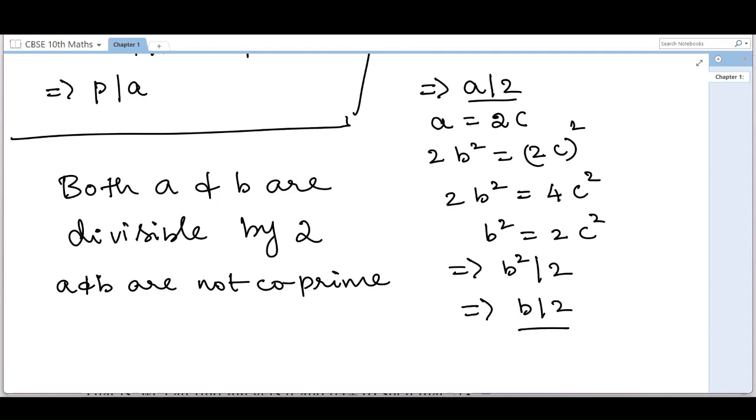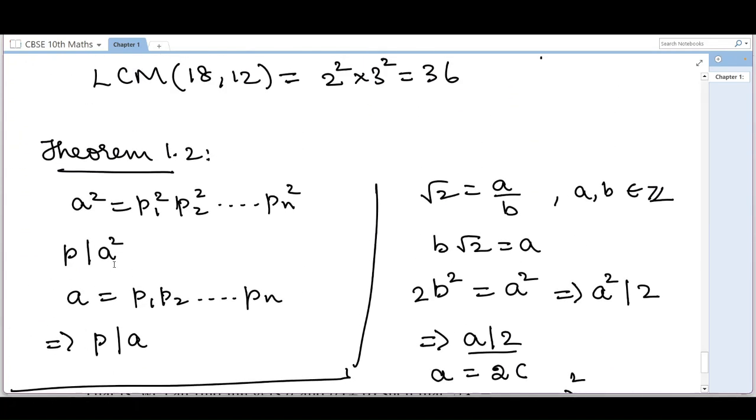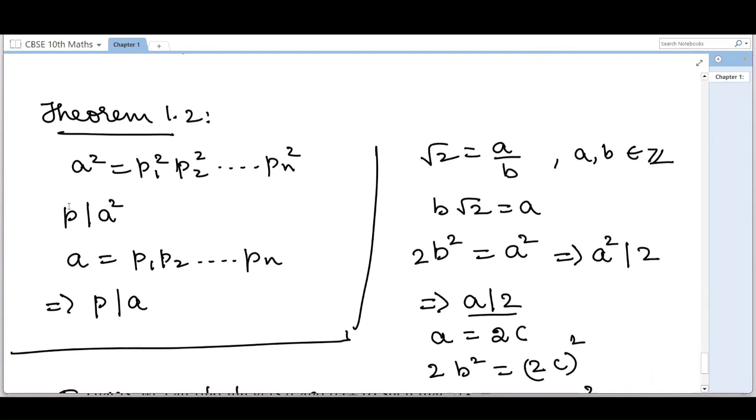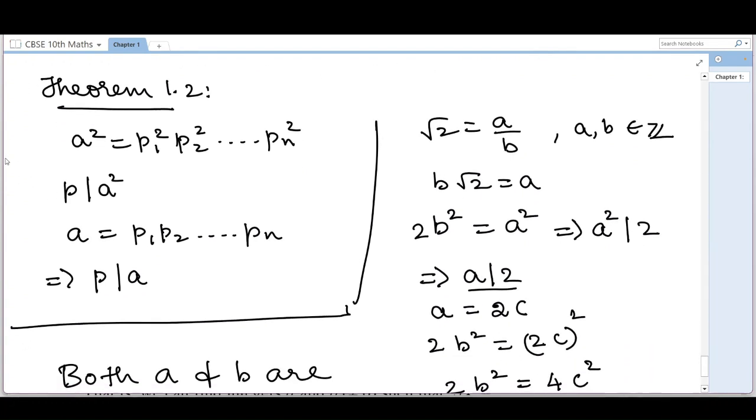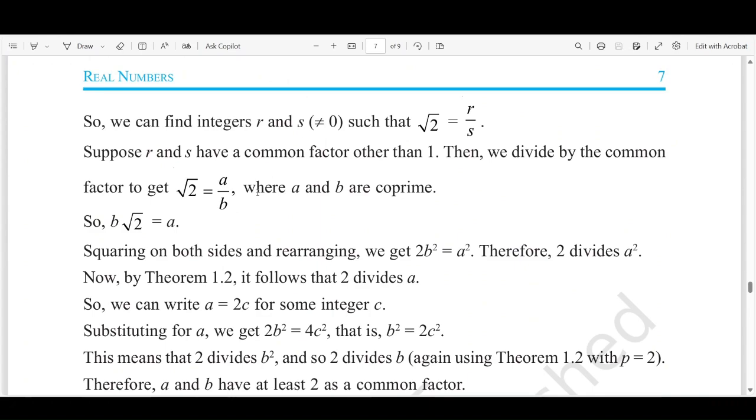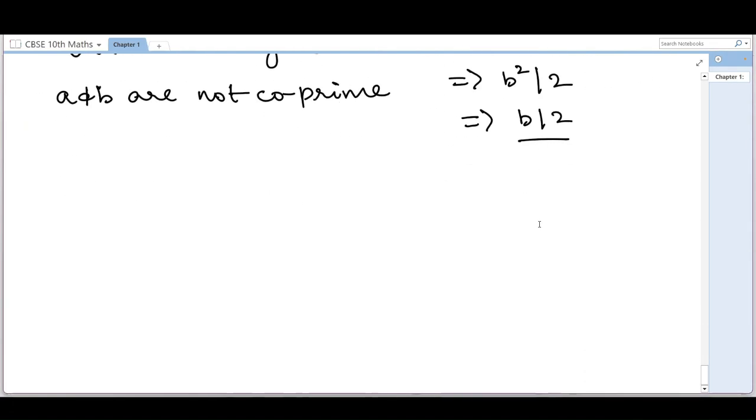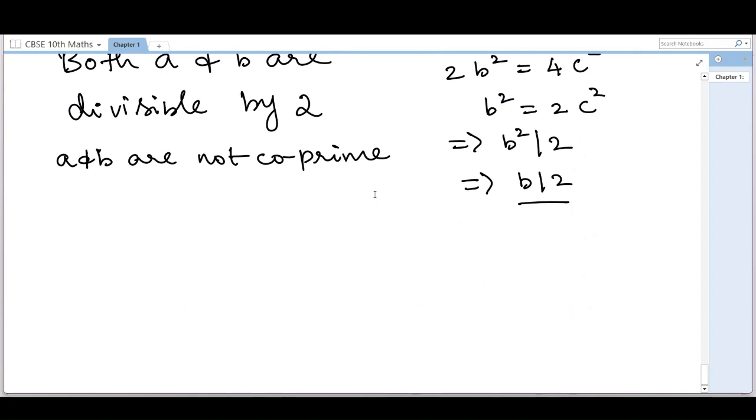But according to the definition of rational numbers, if you consider any number to be a rational number, then its least representation after removing the common factor, we have obtained in this form a by b, and we have considered that a and b are co-prime. But what we have obtained is a and b are not co-prime, which is contradictory to the hypothesis. Therefore, our assumption is wrong. What we have assumed is root 2 is a rational number, which is not correct. Therefore, root 2 is an irrational number.